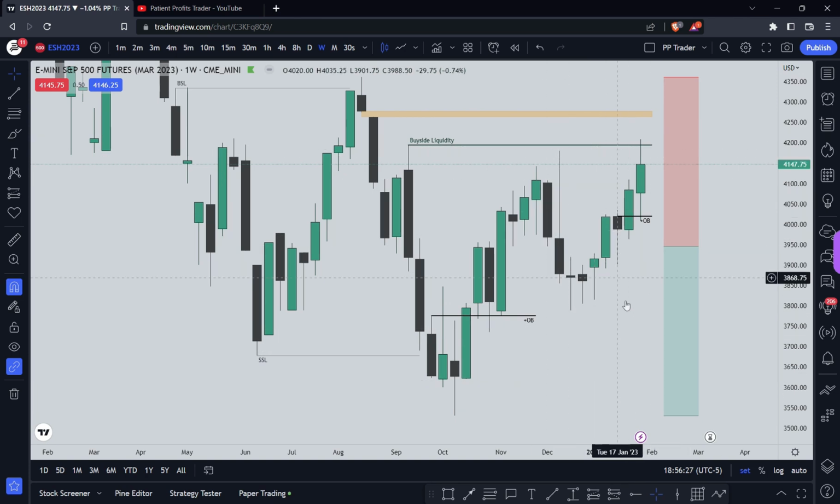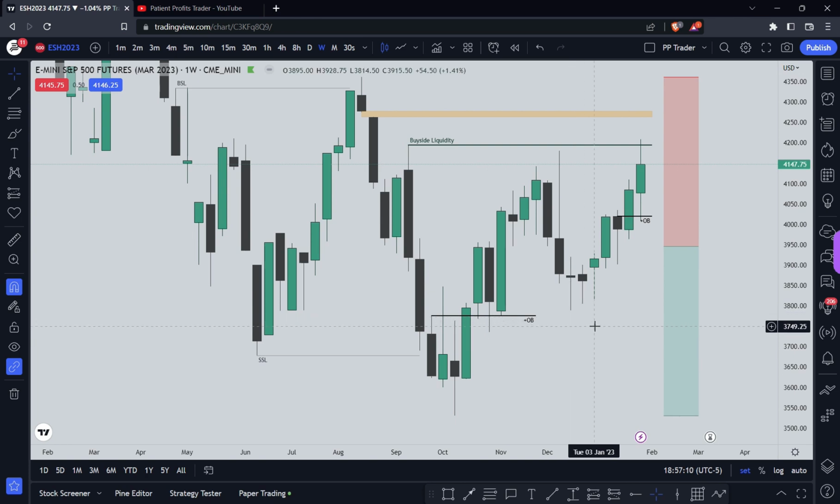Another thing I do want to mention here is price moves on the basis of one of two things. It moves on the basis of either an inefficiency or liquidity. That's the only thing price is doing. It's moving on the basis of liquidity, whether buy side or sell side liquidity, or an inefficiency. An inefficiency could be a fair value gap, a volume imbalance, or a weekly opening gap. All right, that's all price is doing.